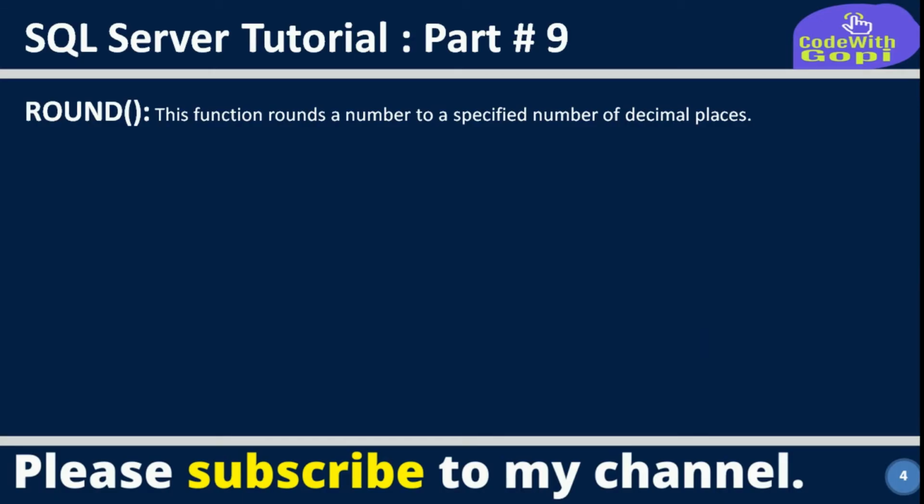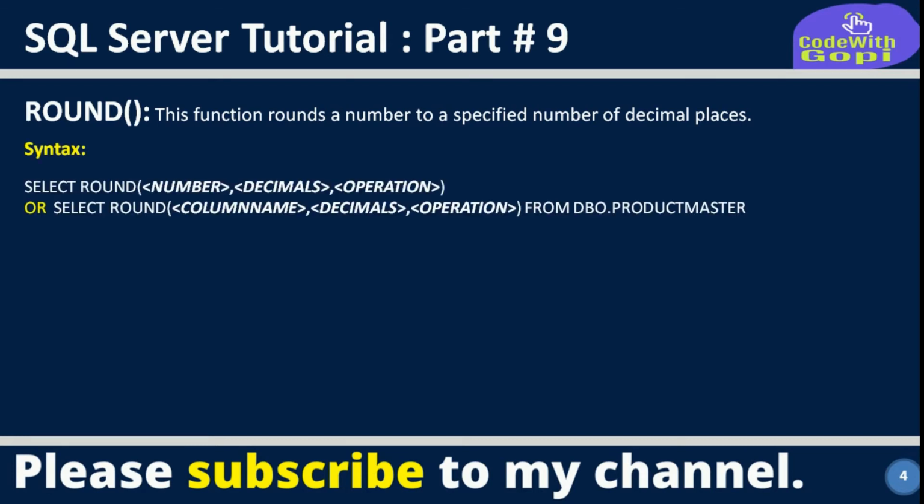This function rounds a number to a specified number of decimal places. Whenever we want to round a number, we have to provide the specified number of decimals to which we want to round off. For that we will use the round function. This is the syntax for the round function. Select round, number is the input parameter, and decimals we have to provide: how many decimals we want to round off to. Operation is an optional parameter.